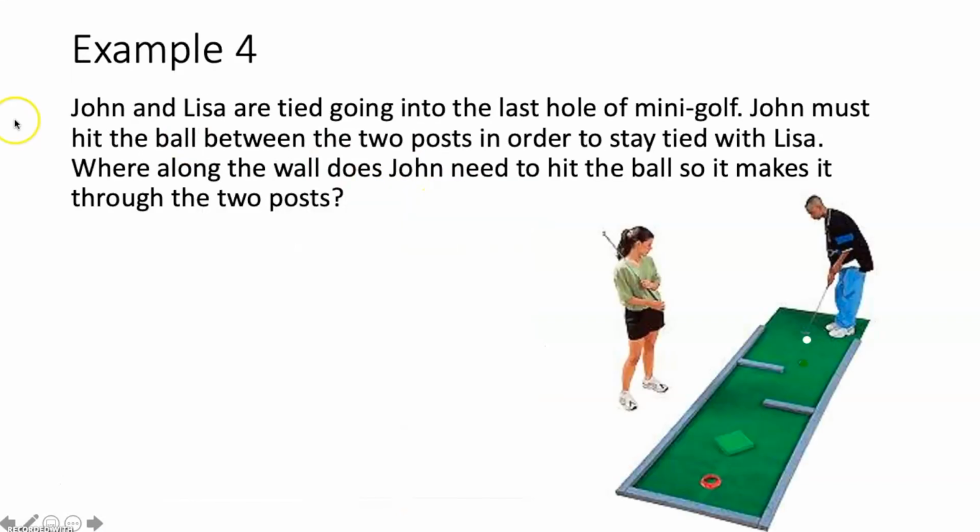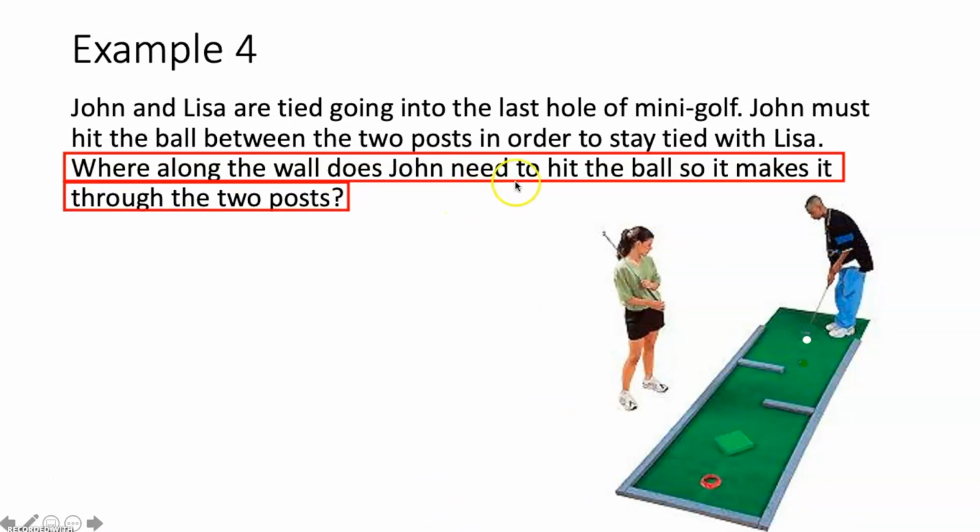Now example 4 says John and Lisa are tied going into the last hole of mini golf. John must hit the ball between the 2 posts in order to stay tied with Lisa. Where along the wall does John need to hit the ball so it makes it through the posts? So first step in a word problem, we're not scared. We can do this. Step 2, what does it want us to find? It says, where along the wall does John need to hit the ball so it makes it through the 2 posts? So here, to make it through the 2 posts, it would have to end up somewhere right here. So we want the ball to end up here. So where along this wall does John need to hit the ball?